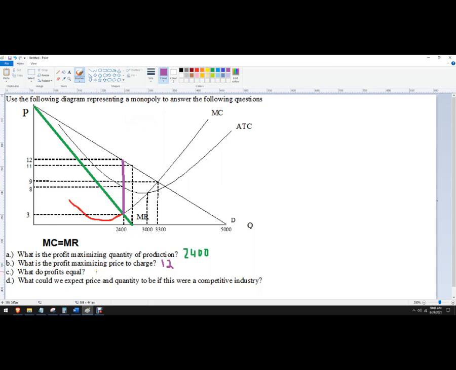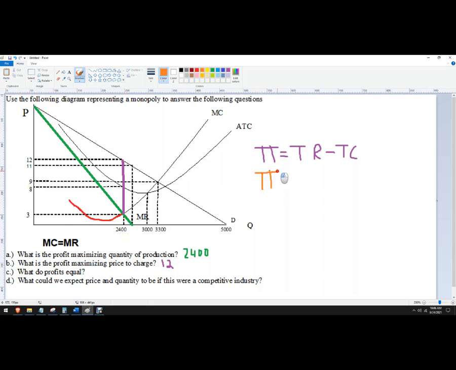What do profits equal? There's two ways to do this. I'll write this over here. Profit is going to be total revenue minus total cost. So that's one way to do it. You can calculate the total revenue by doing 12 times 2400. That gives you the total revenue. And then following this down to where it hits the average total cost, the average total cost of producing 2400 units is 8. So you can multiply 8 times 2400 and then subtract.